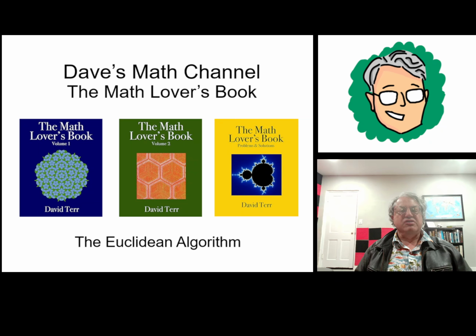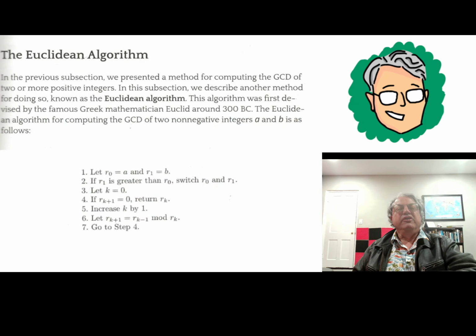But today I'm going to talk about another algorithm for computing the GCD. As a matter of fact, it's a more efficient algorithm, and I think it's even an older algorithm. It's known as the Euclidean algorithm. It's still the most efficient algorithm we know for calculating the greatest common divisor of two integers. So anyway, let's begin. What is the Euclidean algorithm?